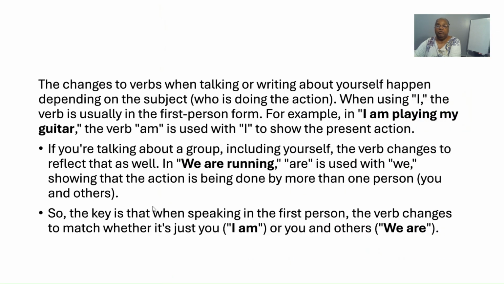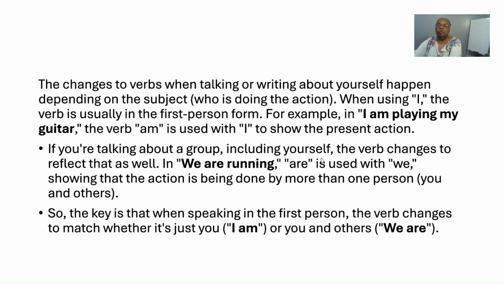The changes to verbs when talking or writing about yourself happen depending on the subject, who is doing the action. When using I, the verb is usually in the first person form. For example, I am playing my guitar. The verb am is used with I to show the present action.